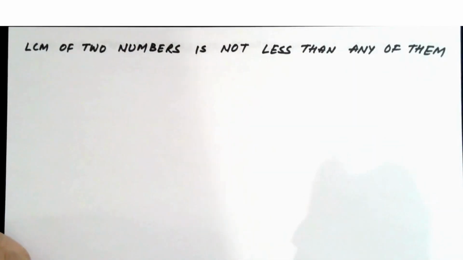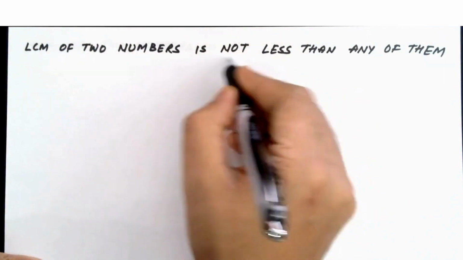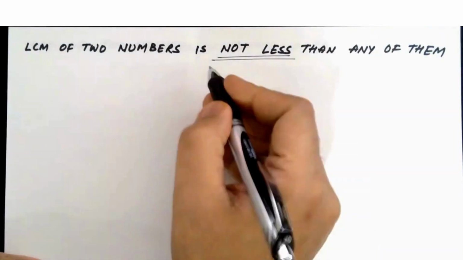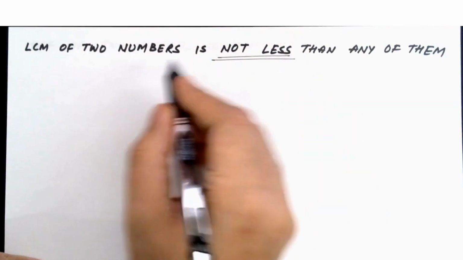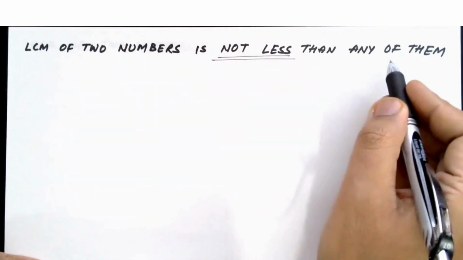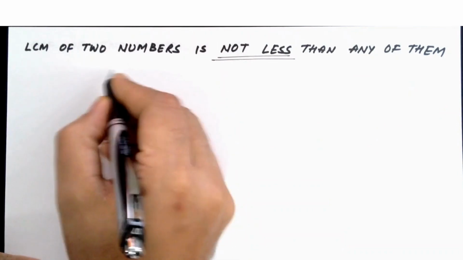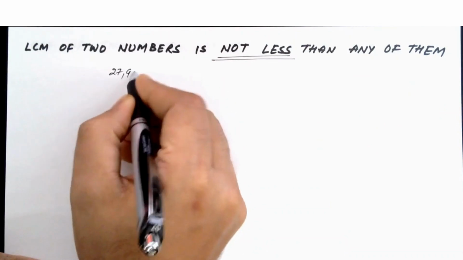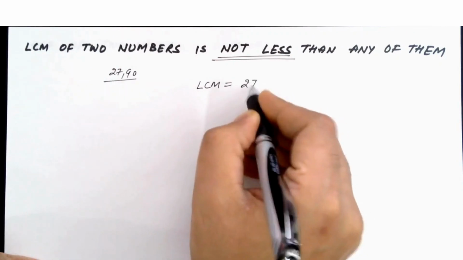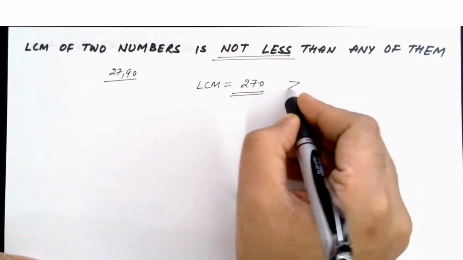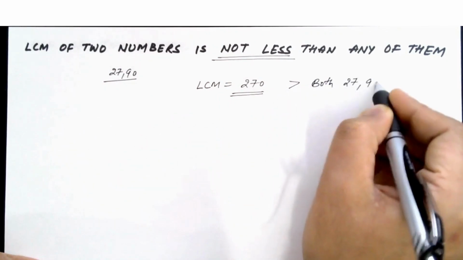So the next property is that the LCM of two numbers is not less than either of them. For HCF it was always less than those numbers, but the LCM of two numbers will not be less than any of them. It will be greater than them. So let's take again the example of 27 and 90, and its LCM came out to be 270, and this is greater than both of these two numbers, 27 and 90.